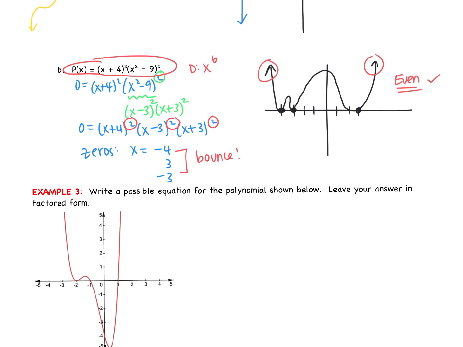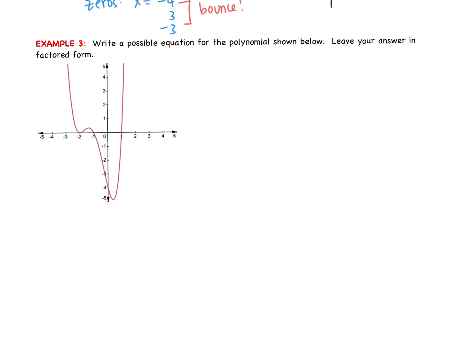Okay. Last thing we have to be able to do is work the other direction. Given a picture, we have to be able to write the equation. Here's the general idea. First thing we're going to consider is the end behavior. One thing we know, our graph ends up, which means our lead coefficient is a positive number of some type. What do we know about our degree? Even. Starts and ends the same, so we're going to have an even degree.